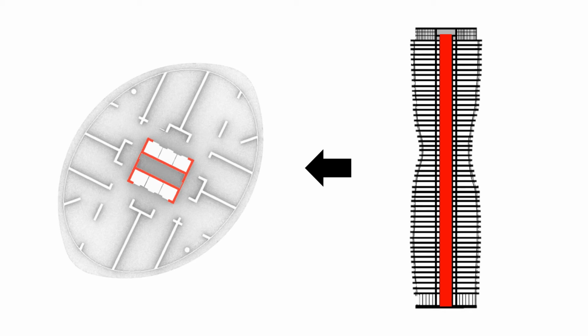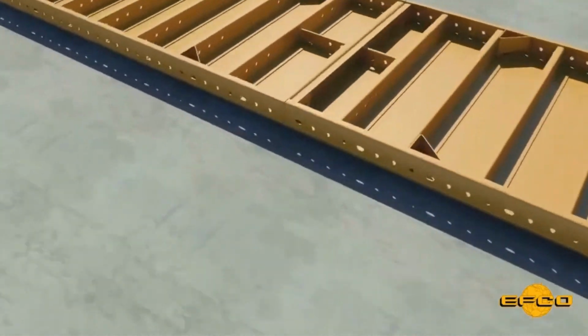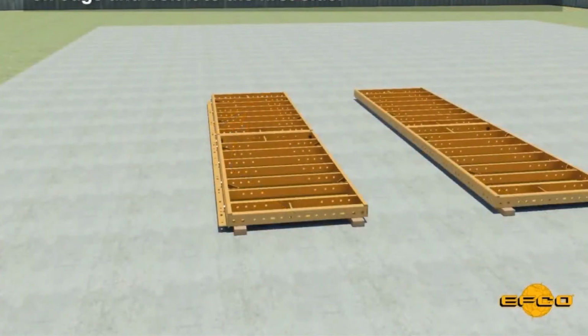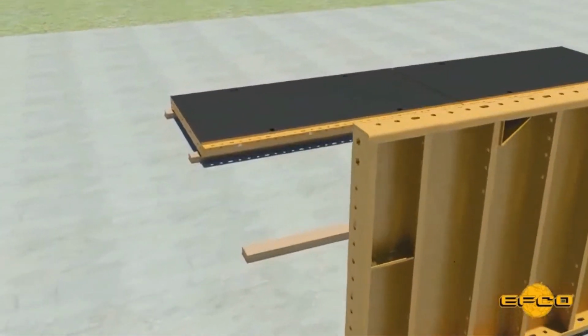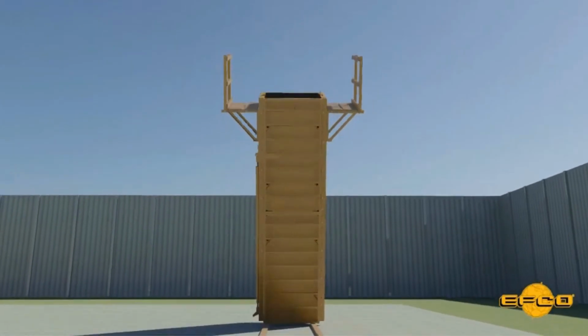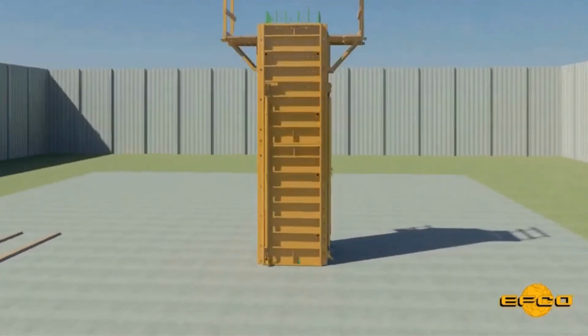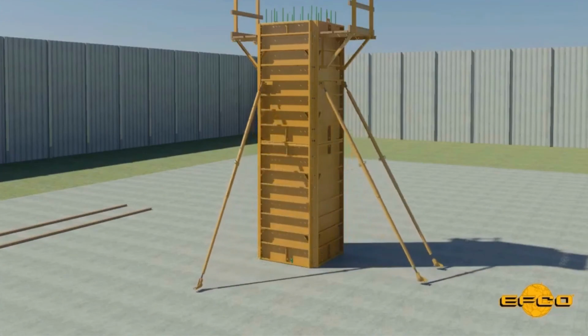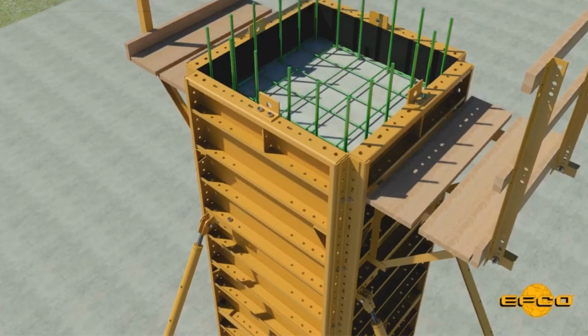Then let's take a look at the construction process of EFCO applied to this building. It starts on the ground with the plate girder panels lying face side down, and then turn the first side of the plate girder column over and bolt the second side to the first side. Next, erect the column forms and fix them to the ground. Finally, carefully pour concrete into the form.